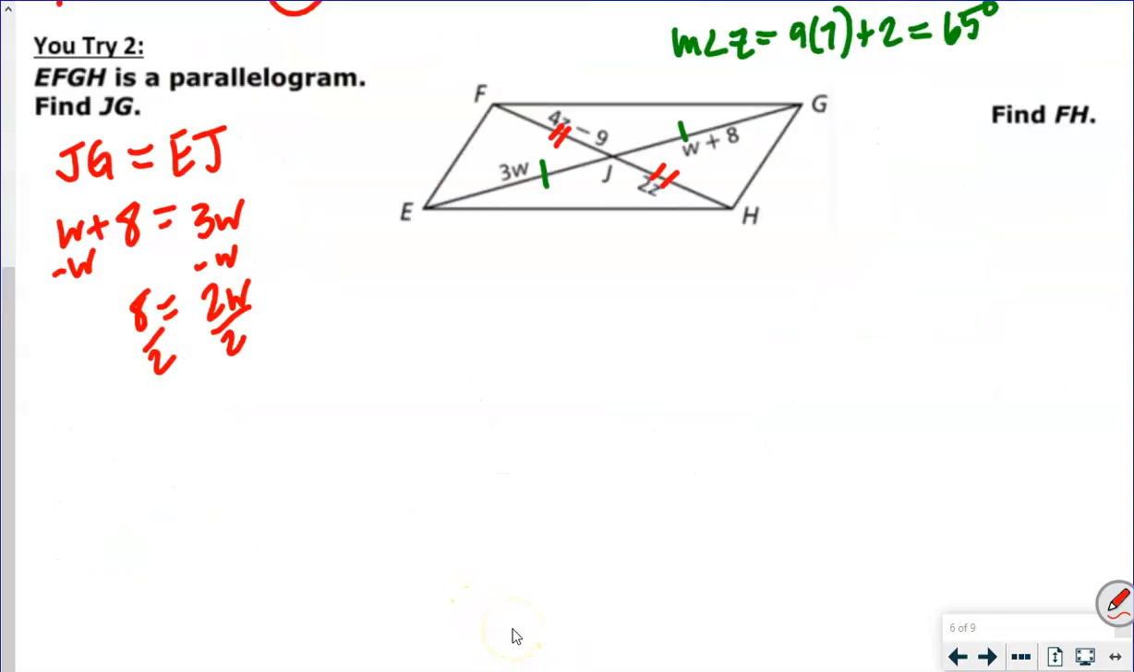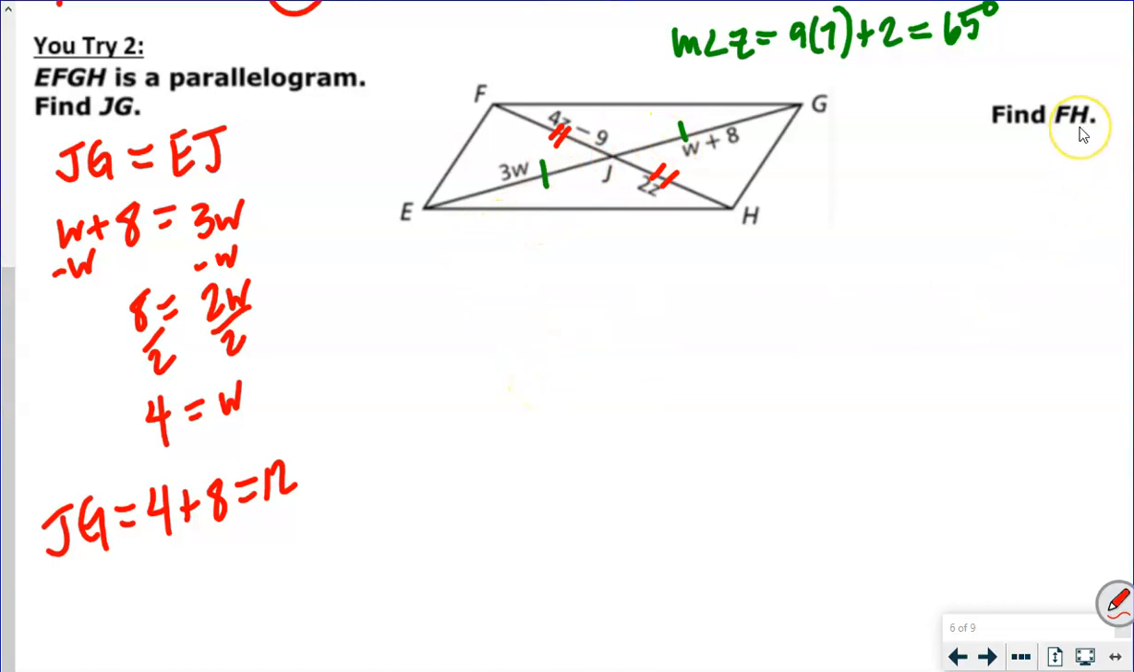So this W is going to be equal to 4. Now it's asking us to find JG. So JG would be doing 4 plus 8, which is equal to 12. And a good way to check this would be to multiply 4 times 3, which would also be 12, because those have to be congruent, guys. So that's a really good way to check your answer.